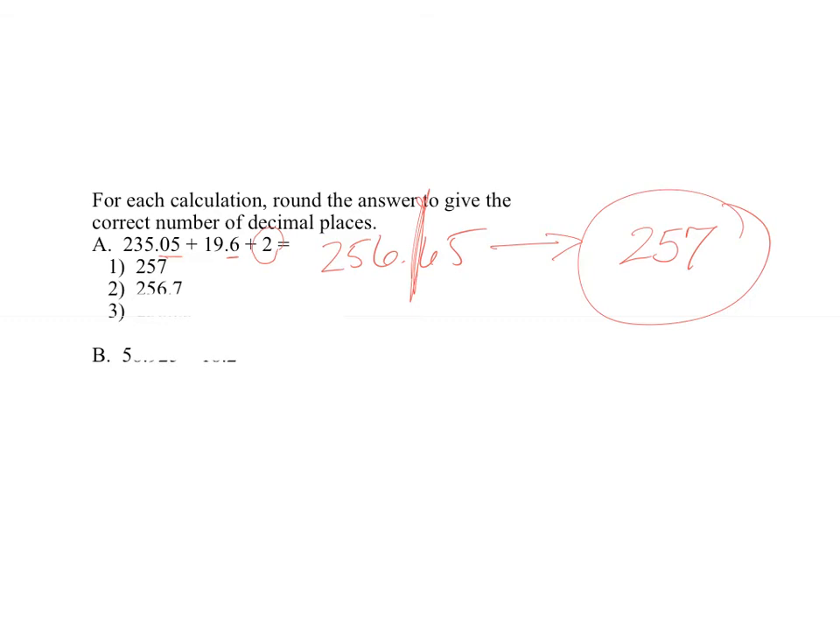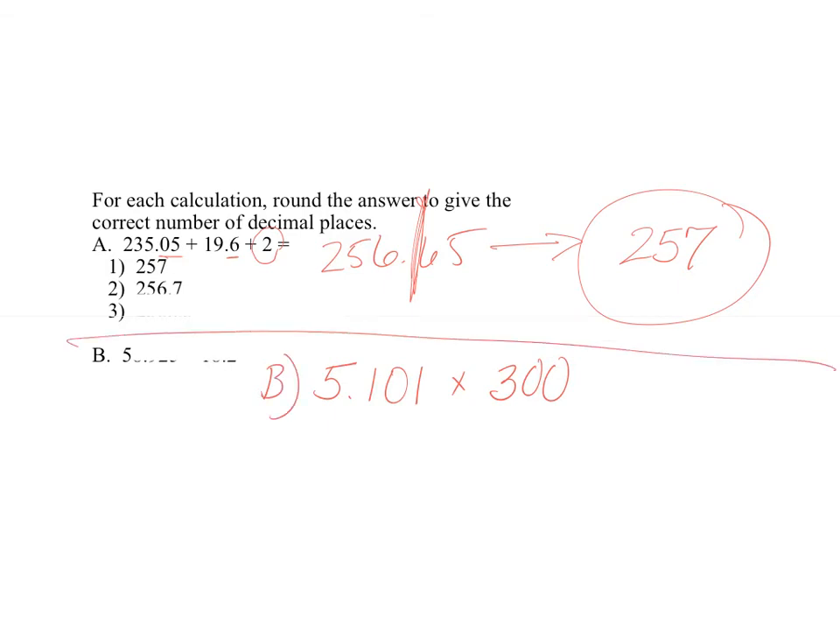All right, and I can't read B. Maybe you guys can read it. It's not coming through on my little tablet here. So let me make one up: 5.101 multiplied by 300. Okay, we'll call this letter B because I can't see B. All right, let's plug that in the calculator. My calculator spits out 15.303. Now, multiplication and division rules state you look at total sig figs.